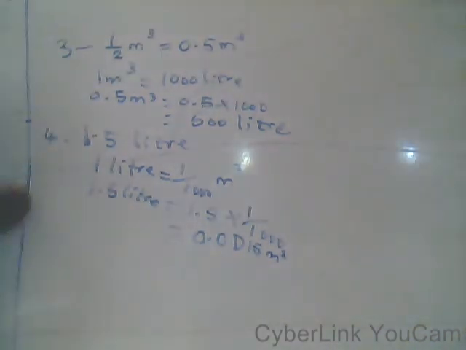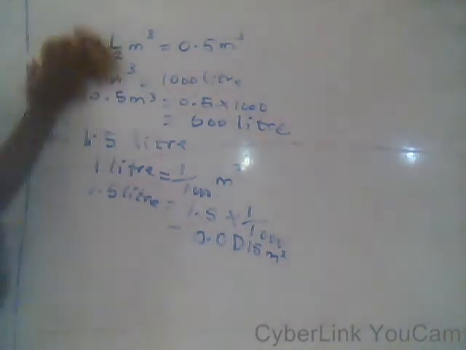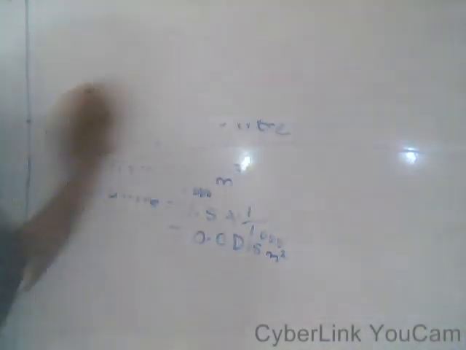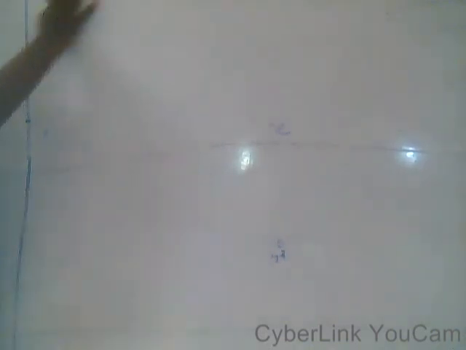Now let's go to the final one. Let me rub this side so you can see very well. I want to go to the final question, and the final question is in centimeter cube. And we have to convert it to meter cube and liter. That is 100,000. Question 5.